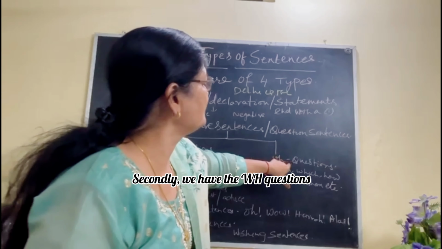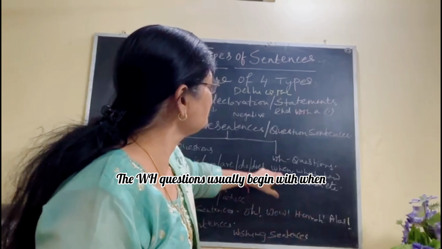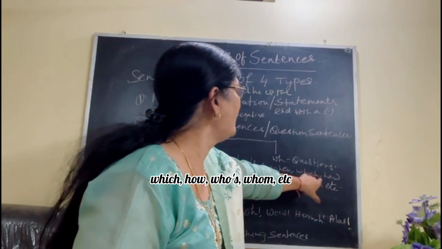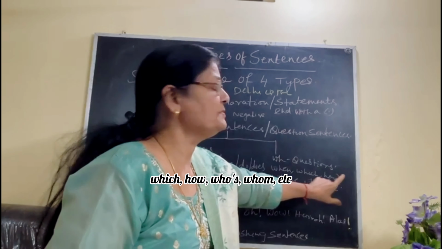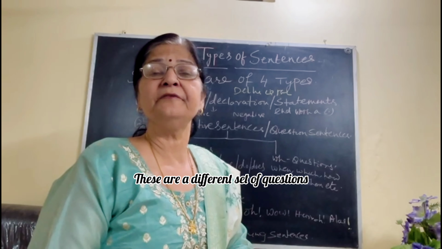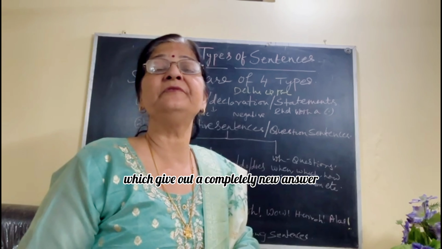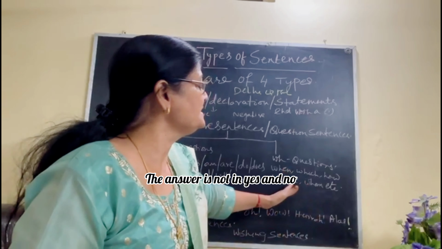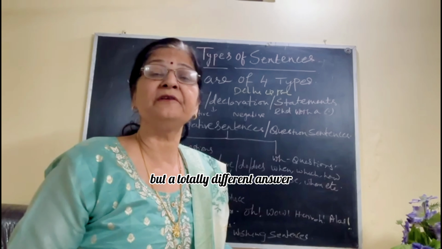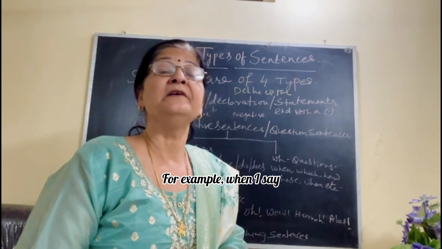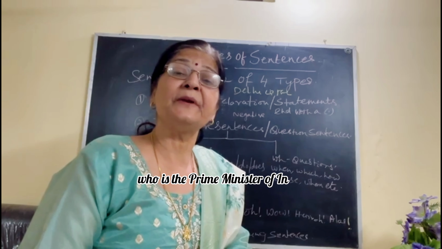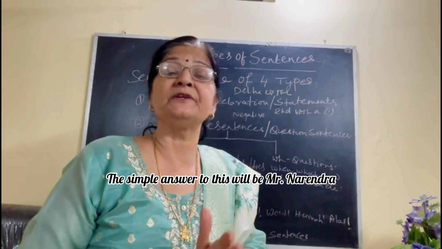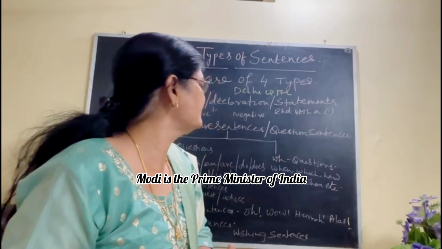Secondly, we have the WH questions. The WH questions usually begin with when, which, how, whose, whom, etc. These are a different set of questions which give out a completely new answer. The answer is not in yes or no, but a totally different answer. For example, when I say, who is the Prime Minister of India? The simple answer to this will be Mr. Narendra Modi is the Prime Minister of India.